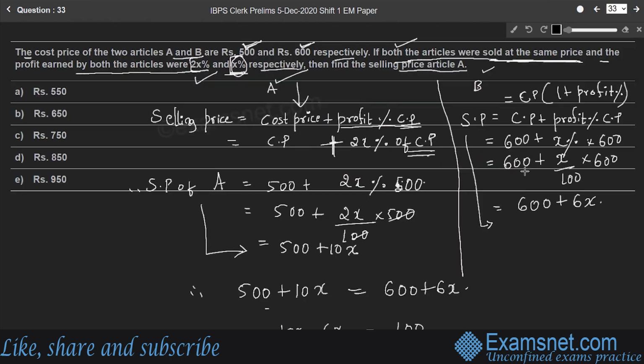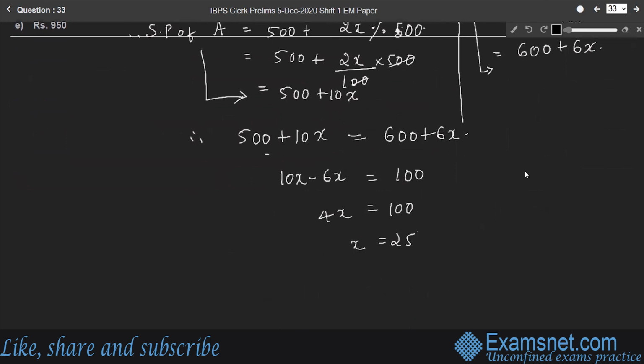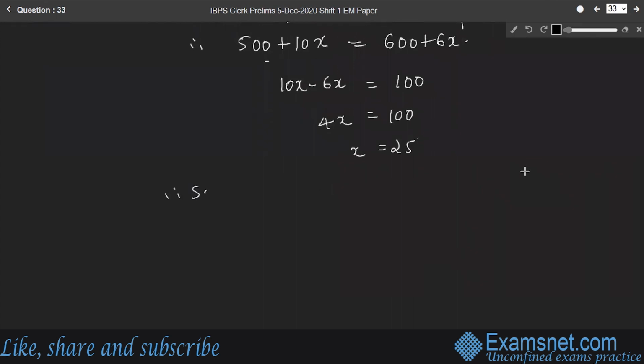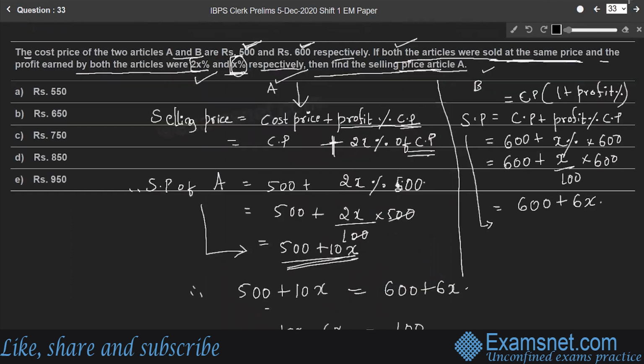Come back to the question. What is asked? Find the selling price of article A. What is selling price of article A? So here, selling price of article A is 500 plus 10x. Therefore, SP of article A is 500 plus 10x, which is 500 plus 10 into 25, which is 250. So it is 750 rupees. Therefore, selling price of article A is 750 rupees. Hence, option C.